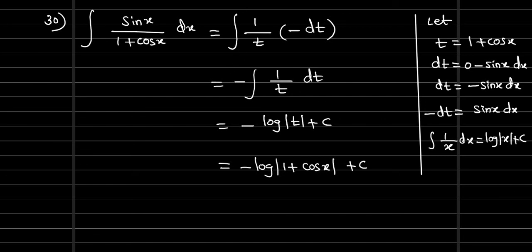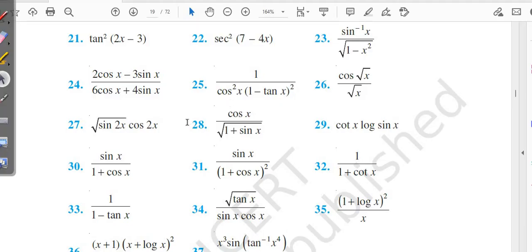Next, 31st sum. Given sin x by 1 plus cos x whole square. Actually 30 and 31 are both the same. Here in the power we have 2 and there in the denominator power we have 1. Same way we can proceed. 1 plus cos x we can take as t. Same process. So integral sin x by 1 plus cos x whole square.